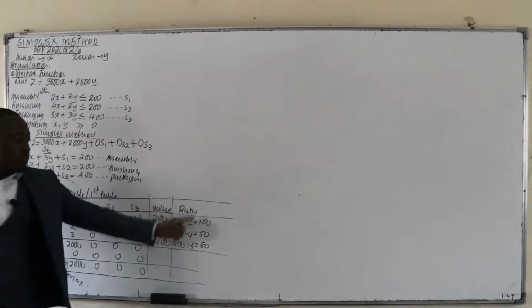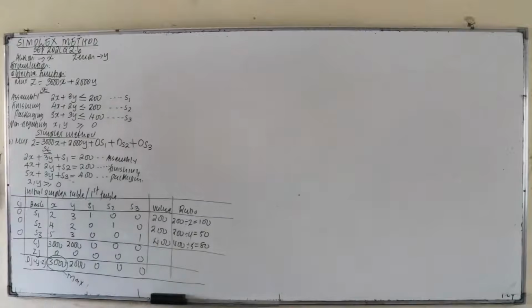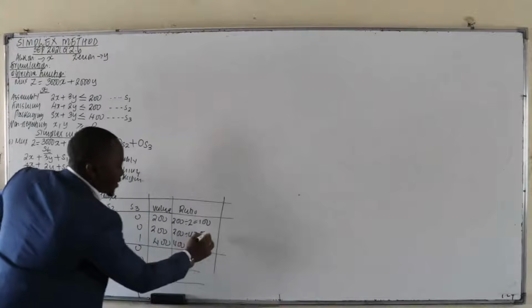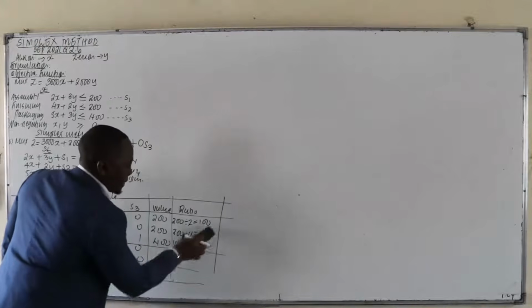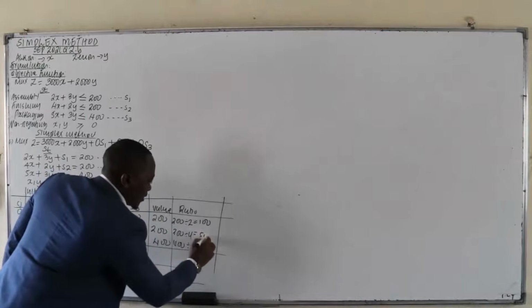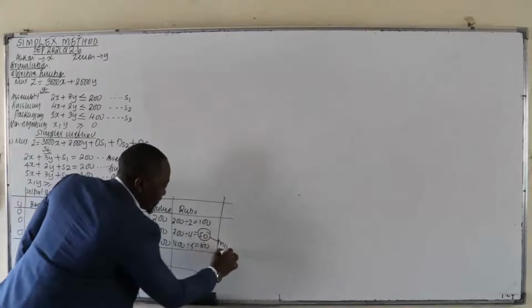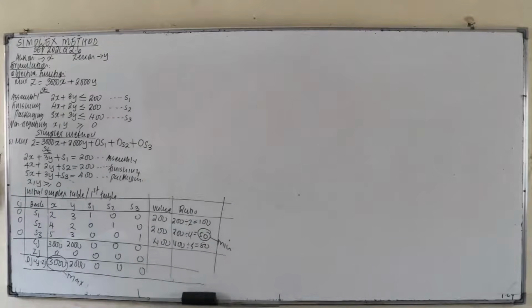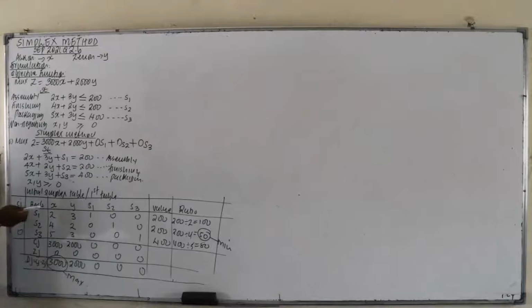Then from the ratio, you select the minimum value. From the ratio, give me the minimum. 50. This is 50, you take the minimum. Good. Now, once you get the minimum, we want to determine what we call the pivot or the turning point. The pivot is the meeting point between the maximum and the minimum. Here we have the maximum, here we have the minimum. So where is the meeting point? The meeting point is where we have 4.